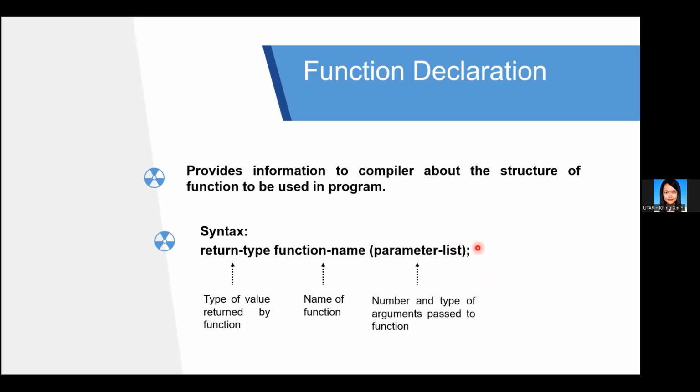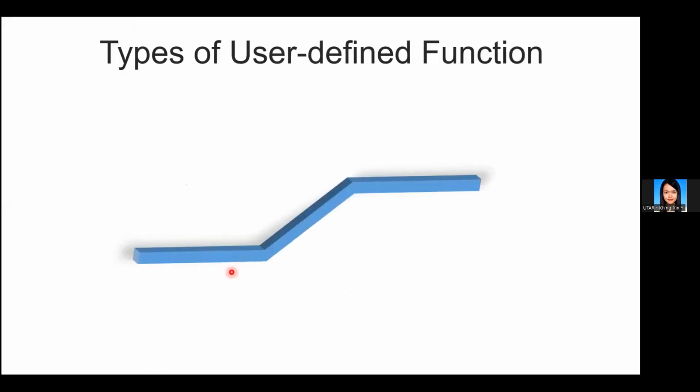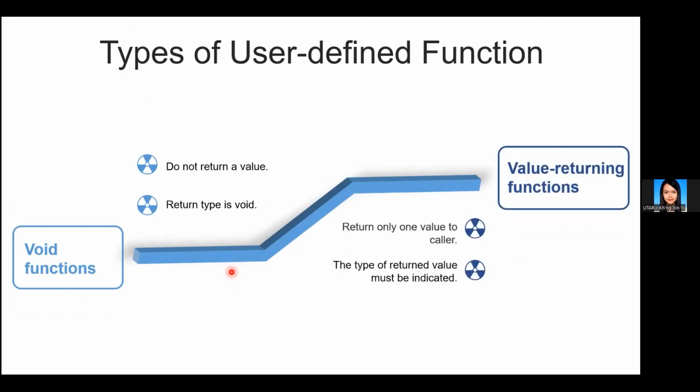Then after that, we move on to the first part here, the return type. So what does the return type mean? Actually, this is the type of value returned by the function. If you look at the next slide, there are 2 types of user-defined function. Sometimes the function may return a value to the function caller, or sometimes it may not return a value to the function caller. So that's why we have 2 types of function here, void function and value returning function.